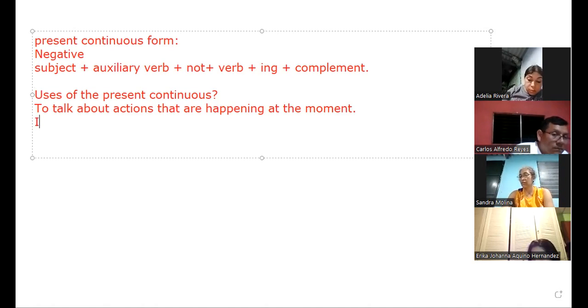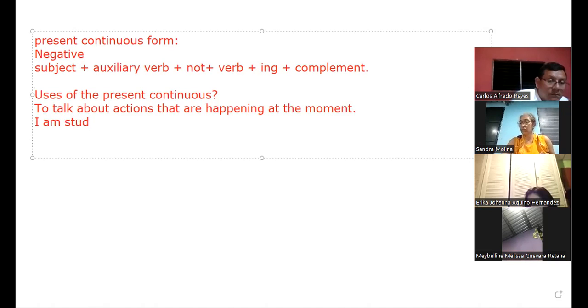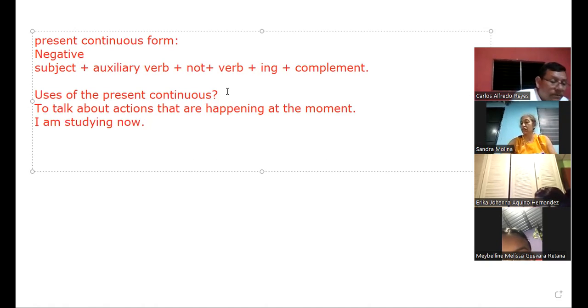Por ejemplo, usted dice, I am studying now. Es lo que cuando usted está con su libro, su lapicero, su cuaderno, usted está estudiando. I am studying now. Hey, what are you doing? Good afternoon, Sandra. I just want to say hi to you. What are you doing? Oh, I am studying my English class. En ese momento está usted estudiando su clase de inglés.